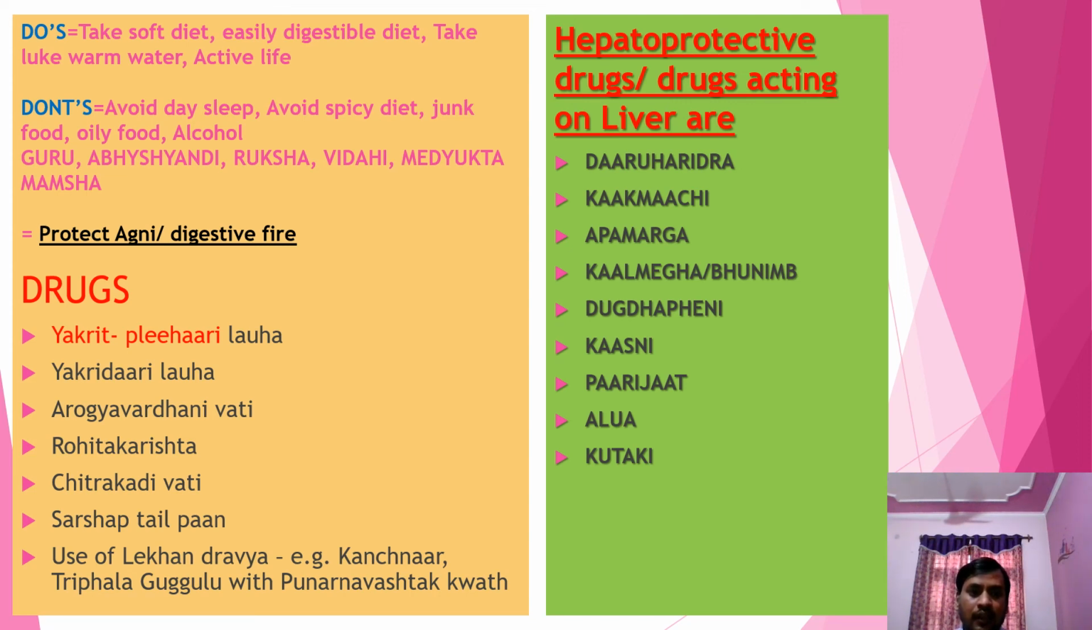The following Shastrokt drugs are mentioned for the treatment of hepatomegaly: Yakrit Plihari Lauh, Yakridari Lauh, Arogyavardhini Vati, Rohitak Arishta, Chitrakadi Vati, Sarshap Tailpan, and use of Lekhaniya Beej, Kanchanar, Triphala Guggul with Punarnavashtak. The hepatoprotective drugs acting on the liver are Daru Haridra, Kakamachi, Apamarg, Kalmegh, Bhunimb, Dugdhfeni, Kasni, Parijat, Eluva, Kutki, etc.